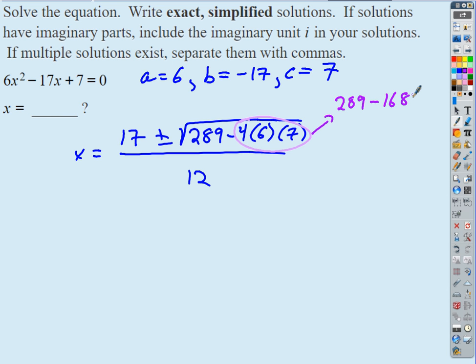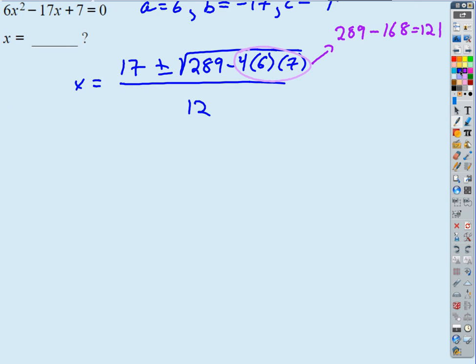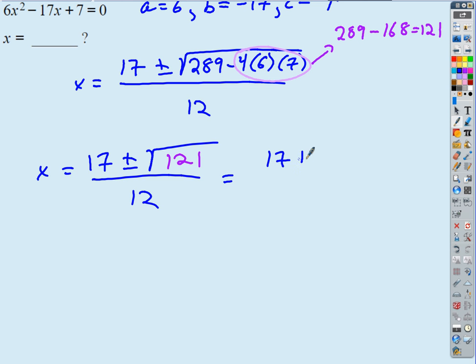Right? Okay, so we get 121 in the radical. So then we end up with 17 plus or minus the square root of 121, all divided by 12. What's the square root of 121? 11.